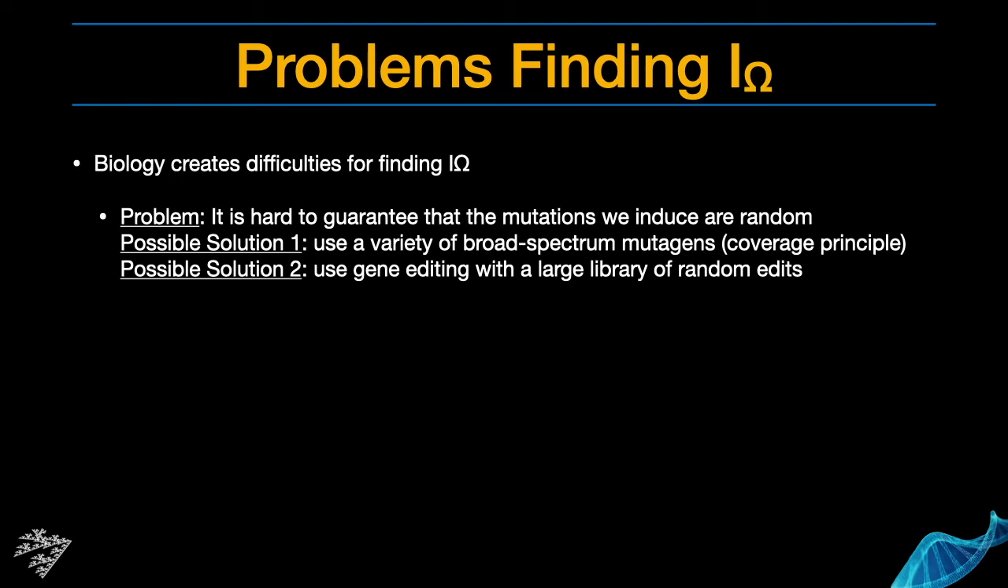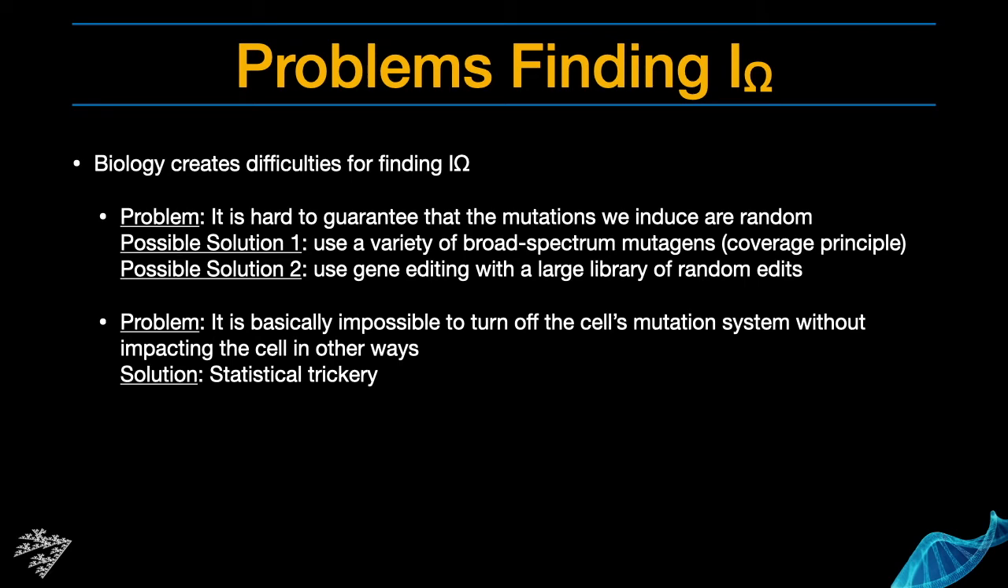So in a low-tech way, one solution would be to use a variety of broad spectrum mutagens, and we use basically the coverage principle to say, well, these may or may not be exactly random, but we're covering a pretty widespread selection of spaces to simulate randomness. A better solution, if you have the technology to do it, is to use direct gene editing with a large library of random edits. This is a technology that's come about in the last few years. And if you have the ability to do that, that's an even better way of finding I-omega.